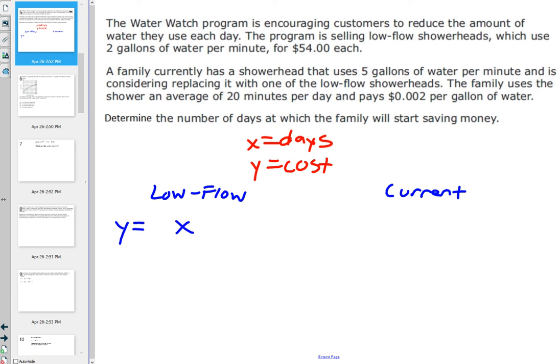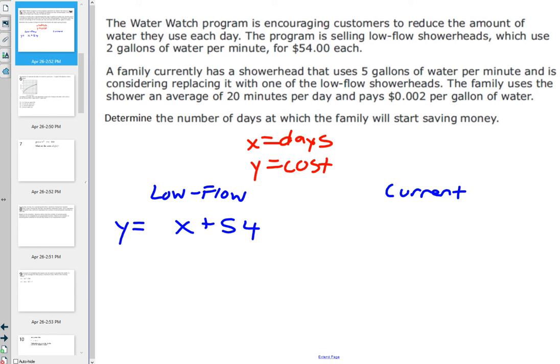There's going to be an x here, which stands for days. So what I need to go here would be how much they're spending per day if they were going to use the low flow. The flat cost is easy. How much are they spending for the low flow? What's the flat fee? The cost of the shower head itself, which would be $54. But I need to know how much you're spending per day. That $54 is just for the shower head. The program is selling low flow shower heads. Yeah. So each low flow shower head is $54.